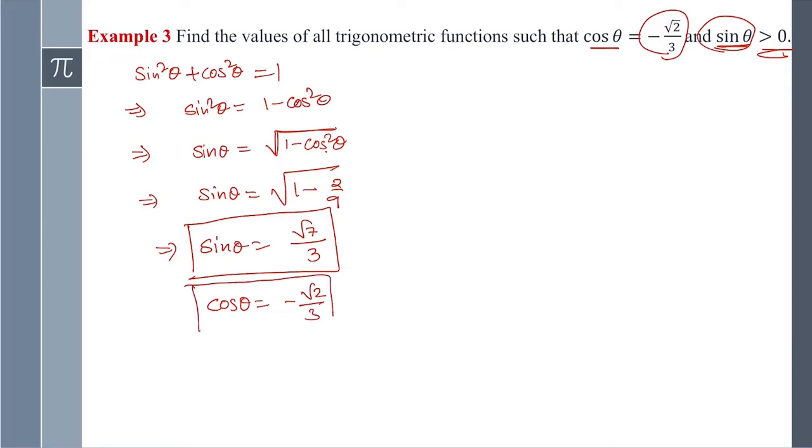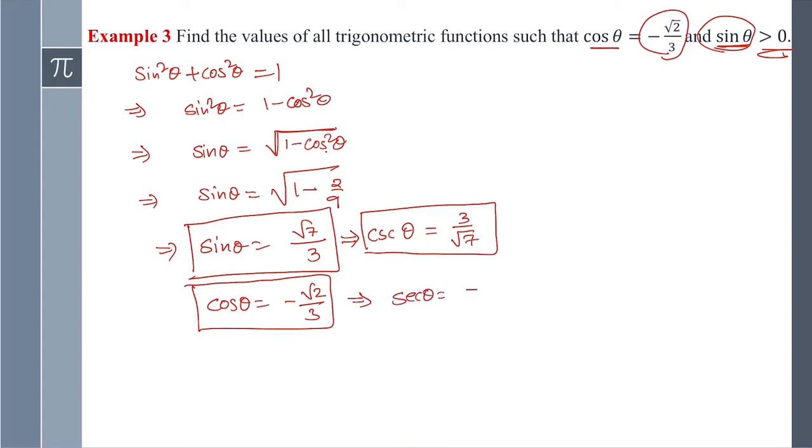Now, using this, we don't have to use the Pythagorean identity again. If we know sine and cosine, then we can find all the other ratios. Cosecant is the reciprocal of sine. So cosecant theta, you cannot just write cosecant, cosecant theta equals the reciprocal of sine, which is 3 over square root of 7. Then secant theta is the reciprocal of cosine, so secant theta equals negative 3 over square root of 2.